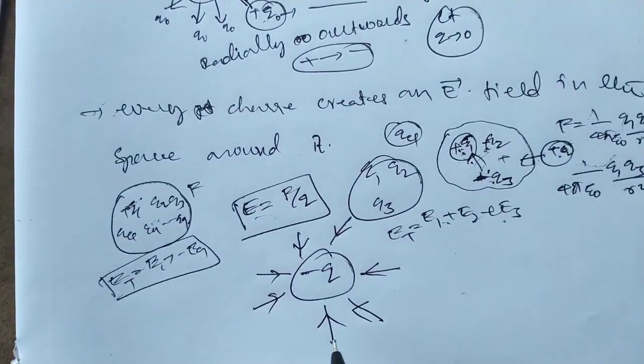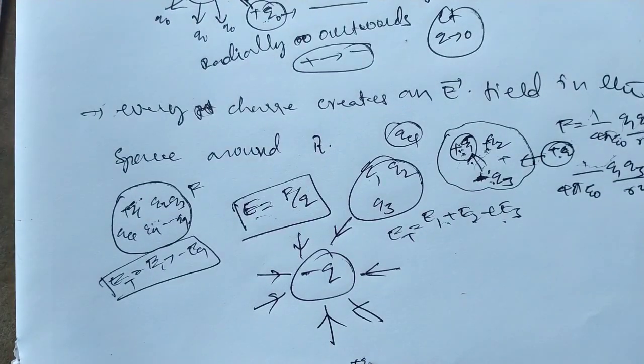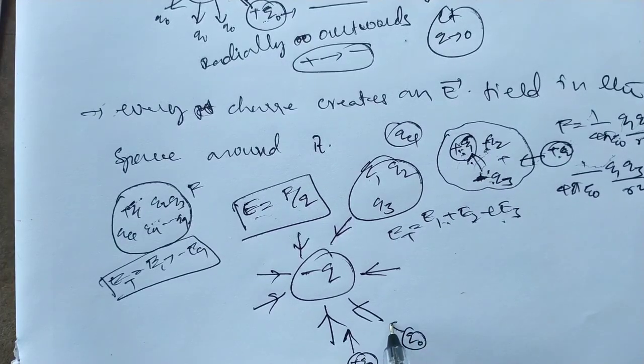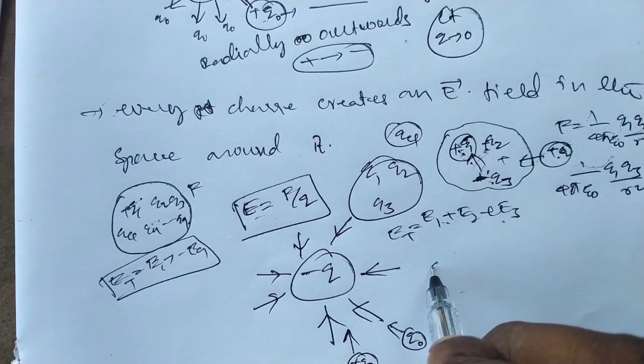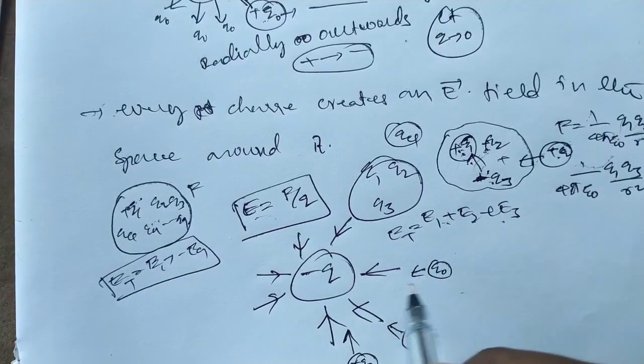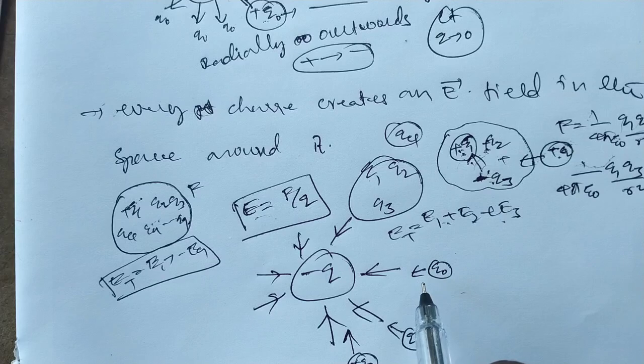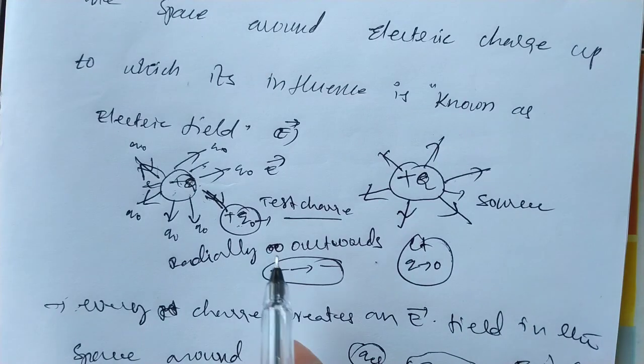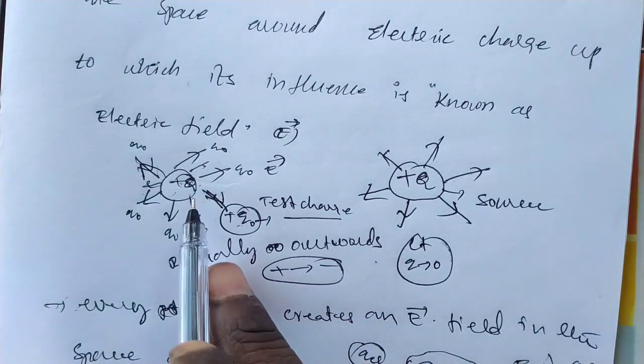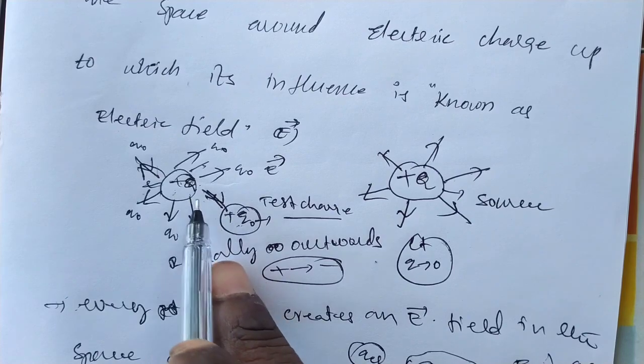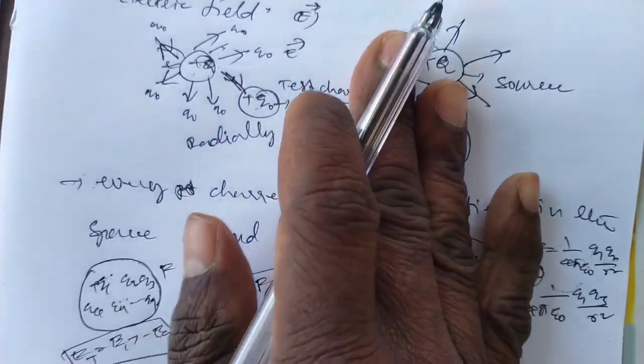Here, a minus q charge, and a test charge q naught is coming like this. It is a source, and q naught is the test charge. Between a minus source charge and a positive test charge there can be attraction; with a plus charge it is repulsion.